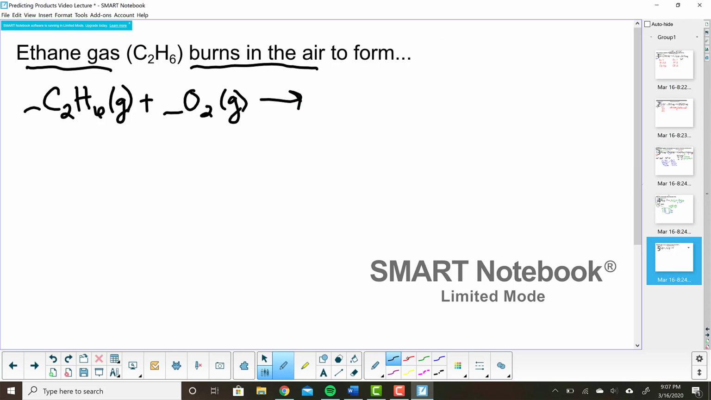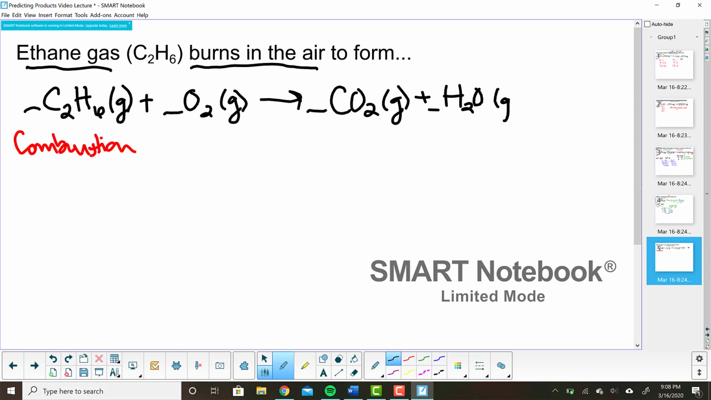Hopefully you see right away that this is a combustion reaction. I don't think that looks like English right there, but that's fine. That says combustion, right? And combustion reactions always have the same products, CO2 gas and water vapor. So this H2O is going to be a gas. All right, so writing this reaction was super straightforward. Let's hope that balancing is as well.